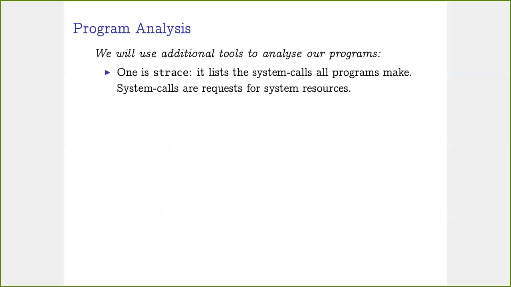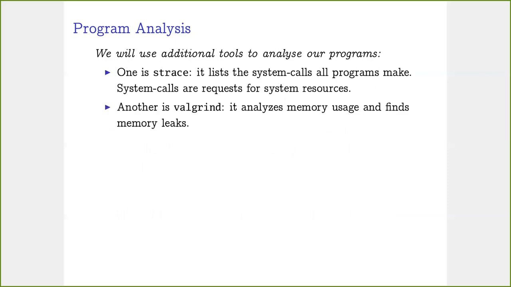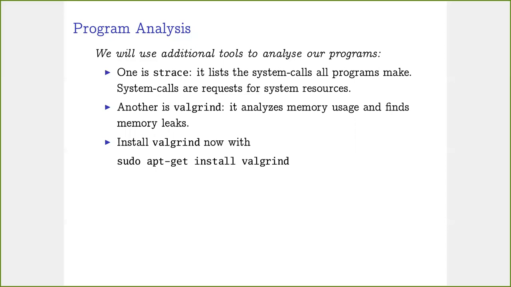One is strace. It lists the system calls that a program makes. System calls are requests for system resources. Another is valgrind. It analyzes memory usage and finds memory leaks. That's resources that the program doesn't release, and if it's long running, it can begin to use up more and more system resources, which can slow down your computer. Unfortunately, I left valgrind off of Vera Virtual, but you can install it right now with the following command at a terminal prompt. Type sudo apt-get install valgrind.